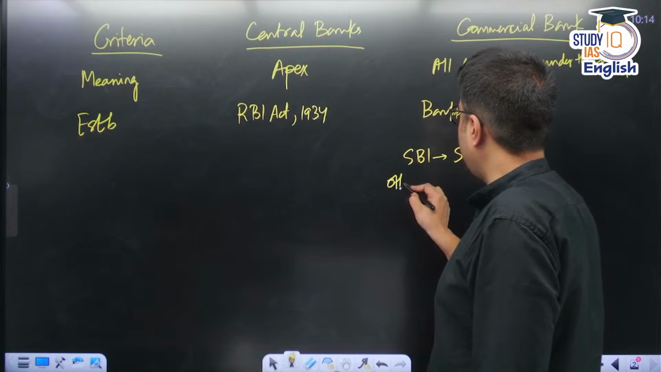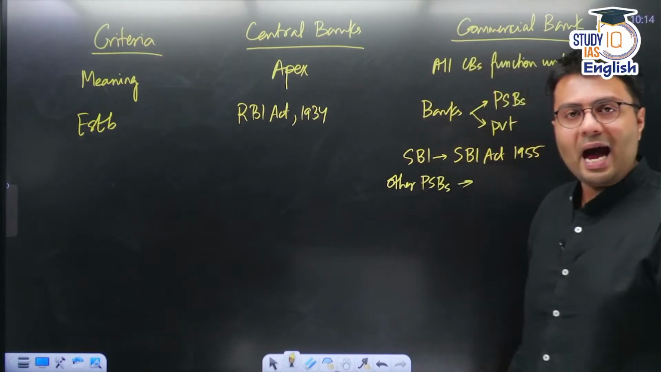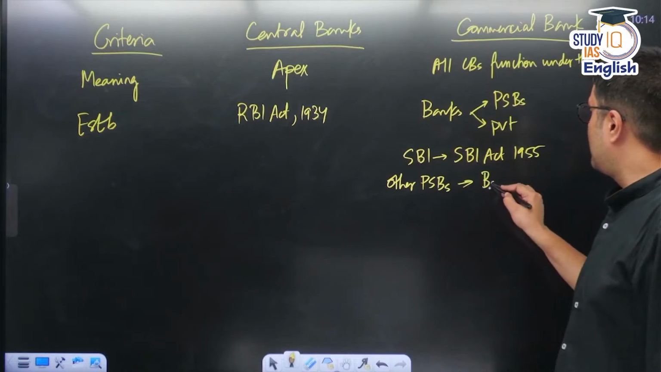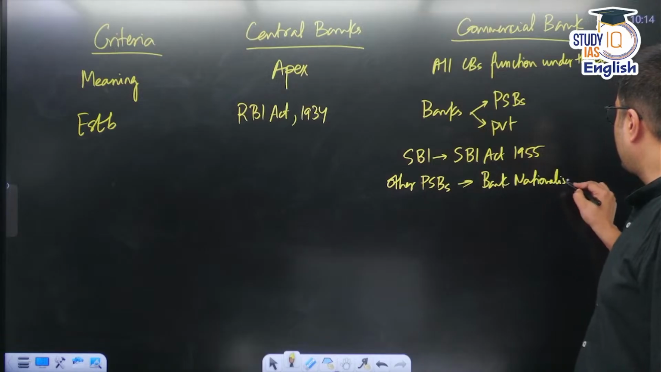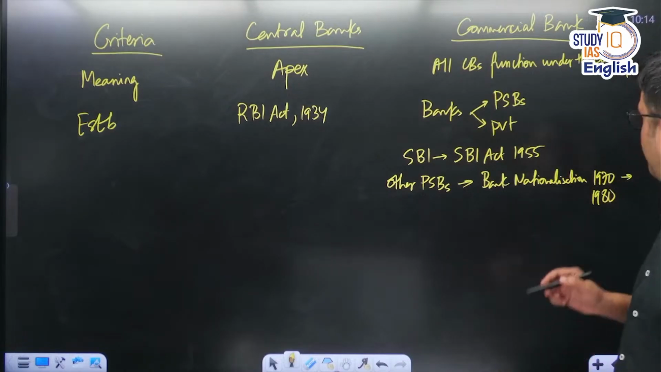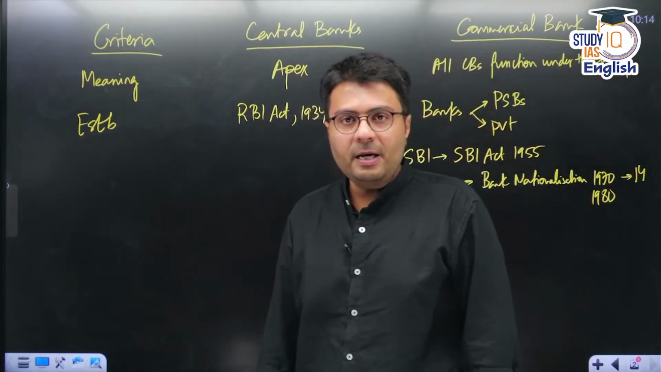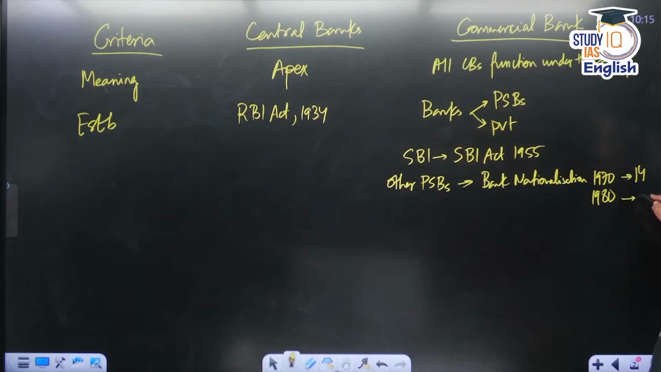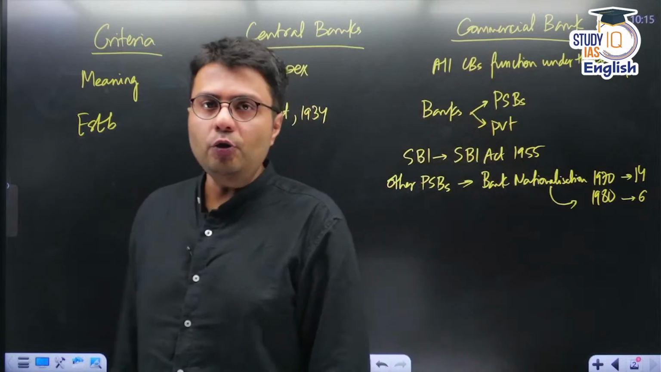Similarly, other PSBs were set up based on an act of Indian Parliament known as the Bank Nationalization Act of 1970 and 1980. 1970 nationalized 14 banks in India. Similarly, in 1980, the Bank Nationalization Act of 1980 nationalized 6 private sector banks into public sector banks.